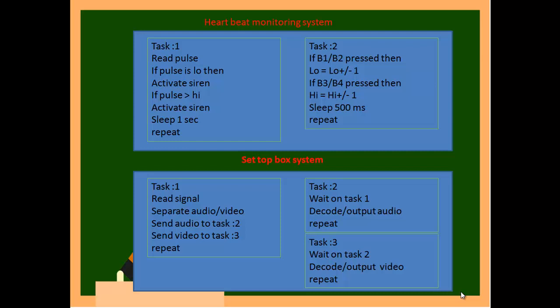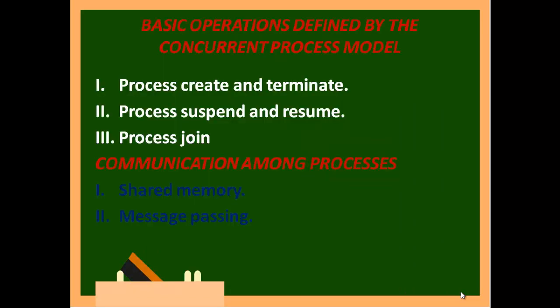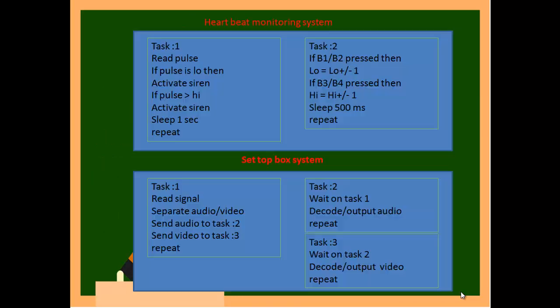Those were examples for concurrent models. The basic operations defined by the concurrent model process are process create and terminate. So we have seen here, this work will be done, and this work will be done, then this will be erased, this will be done, and this will be in a sequence. You cannot say it will run only one time.